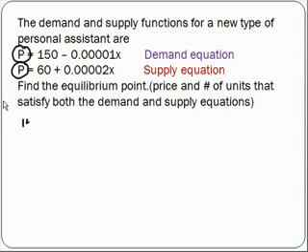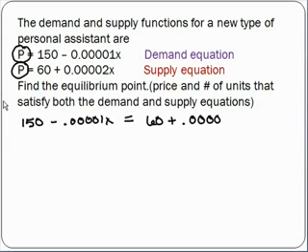So then we go 150 minus 0.00001x is equal to 60 plus. Now I have an equation in only one variable. So I can solve that equation fairly simply. I'm going to add the 0.00001x to the other side. So I get 0.00003x. And then we're going to subtract the 60. So we would get 90.